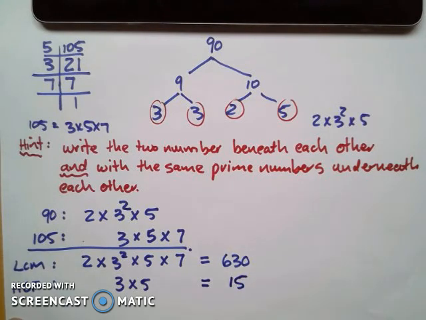So just quickly, what does it mean? It means if I have 90 and 105, the first lowest common multiple, so the first number where 90 and 105 will divide into without a remainder, is 630. The largest number, the highest common factor that can divide into 90 and 105 without a remainder, is 15.